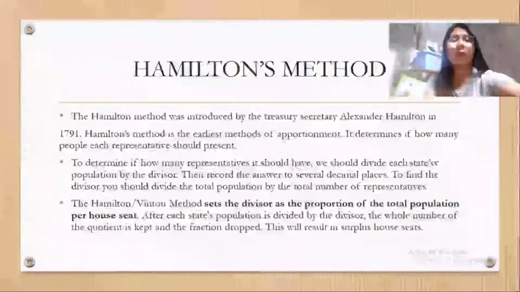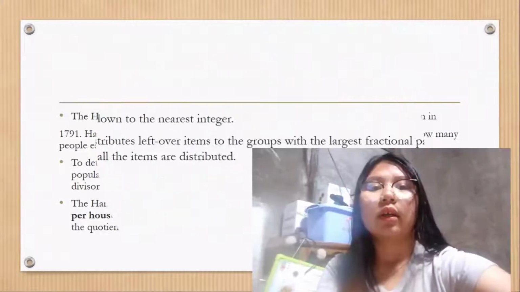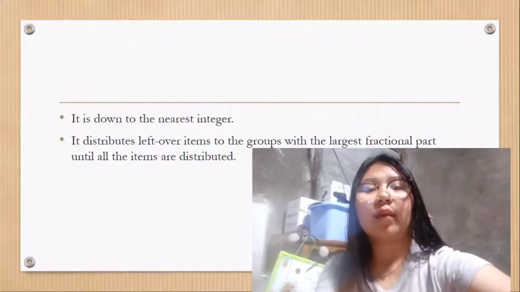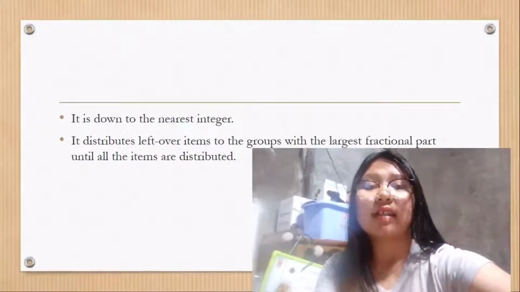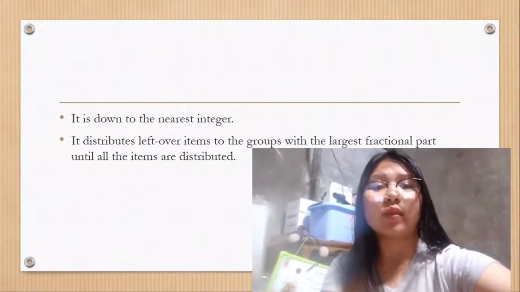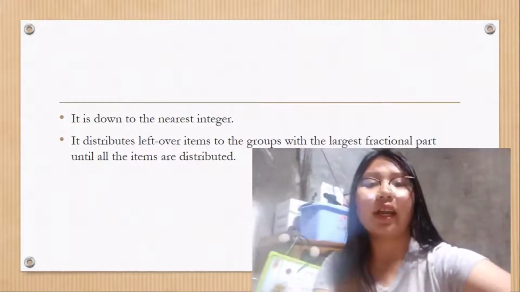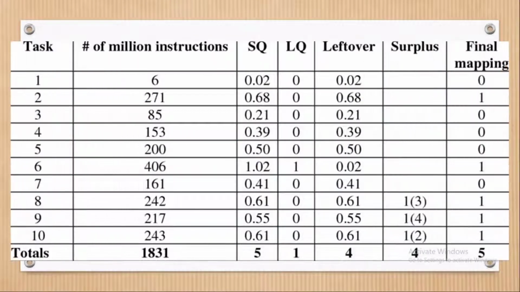After each state's population is divided by the divisor, the whole number of the quotient is kept and the fraction dropped. And this will result in surplus house seats. So, if you are asking about the integer of Hamilton's method, the integer is rounded down to the nearest integer. It distributes leftover items to the groups with the largest fractional part until all the items are distributed. This is an example of Hamilton's method.